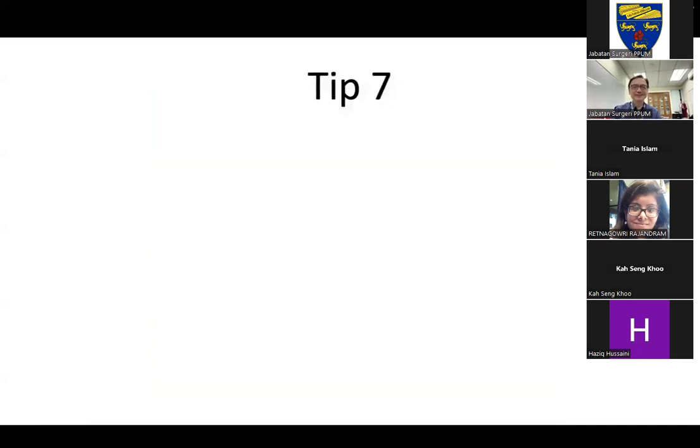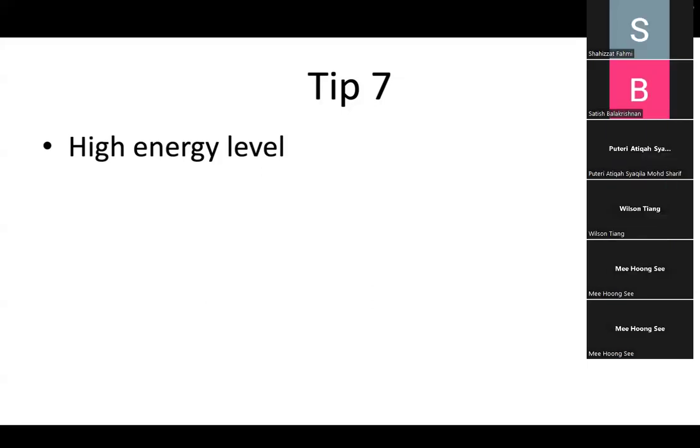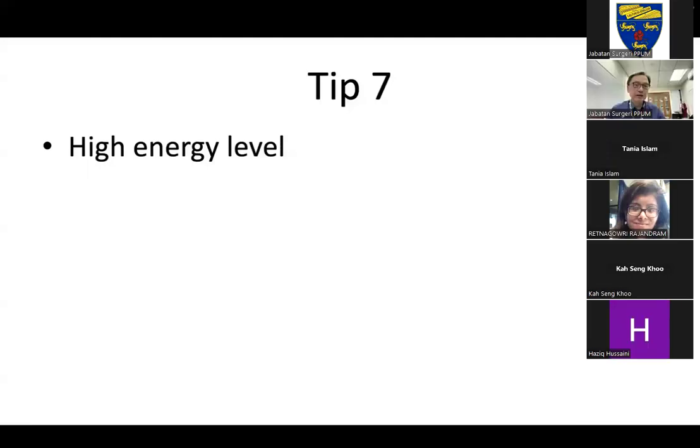Tip number 7. You must have a high energy level. Even now I'm talking to the screen, I am psyching myself that I'm actually talking to all of you, which is true, but I can't see your faces. But I still need to project that energy, that eye expression, that enthusiasm, that hand movement and all that, that I want to share something with you. So high energy level is very important.